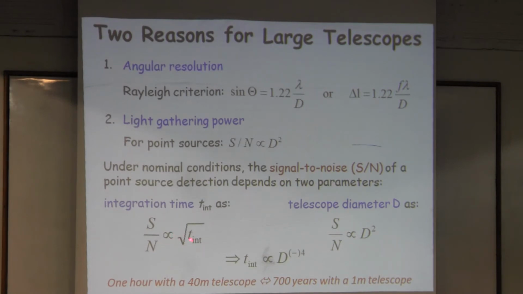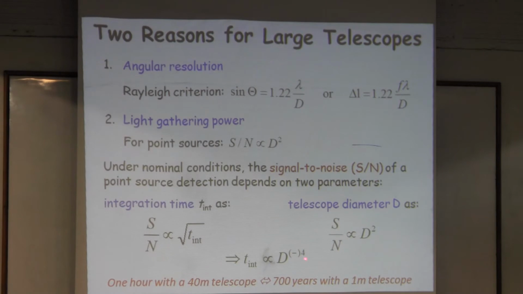The signal to noise is proportional to the square root of the integration time, right? We already said on Tuesday, if you want to get twice the signal to noise, you have to integrate 4 times as long. But if you have a larger telescope, then because you have more light gathering power, your signal to noise also increases with the square root of the telescope area. And then you can put the two factors together.